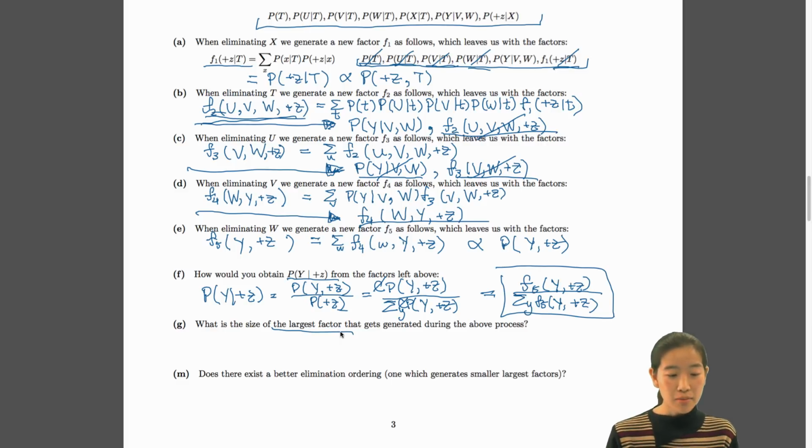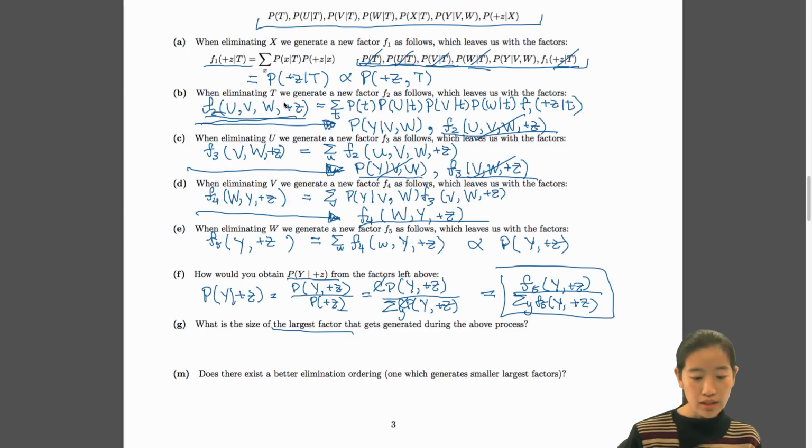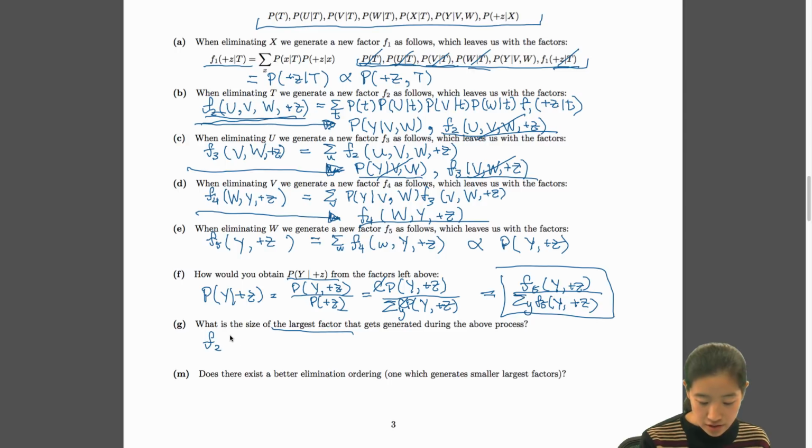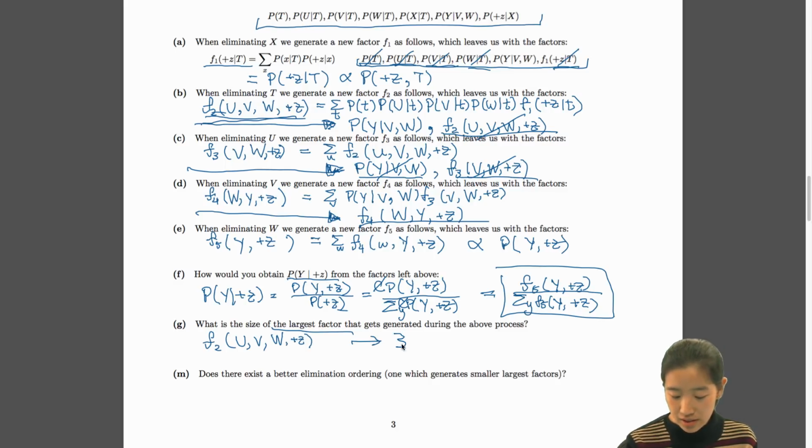So we can look back at them, and we say that that is factor 2. So that contains 1, 2, 3 free variables. Notice that plus t is not a free variable, so we don't need to worry about that. So the biggest one is factor 2, containing u, v, w, and plus c, with 3 free variables.